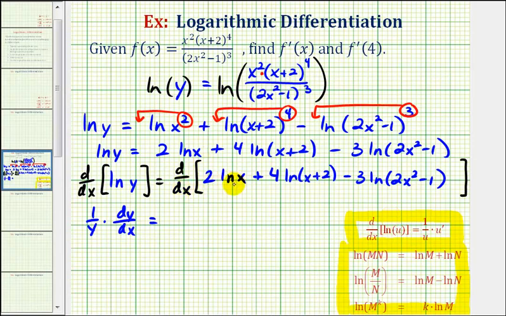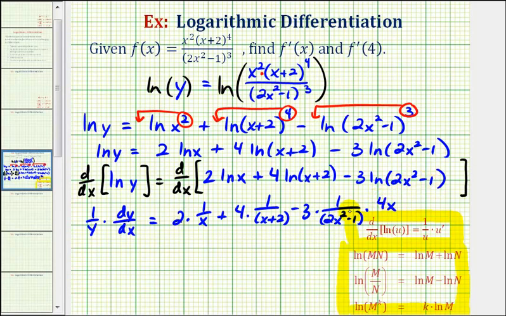So the derivative of 2 natural log x is equal to 2 times the derivative of natural log x, which is just 1 over x. Notice in this case, the inner function u would be equal to x, and u prime is equal to 1, so we don't need the chain rule, plus 4 times the derivative of natural log of the quantity x plus 2, that'd be 1 over u, or 1 over x plus 2, times u prime, but again the derivative of x plus 2 is equal to 1, minus 3 times the derivative of natural log of the quantity 2x squared minus 1, which should be 1 over u times u prime, or 1 over the quantity 2x squared minus 1, times the derivative of 2x squared minus 1, which is equal to 4x.